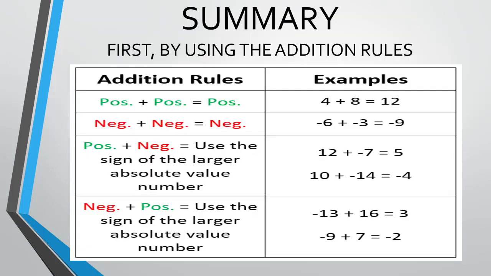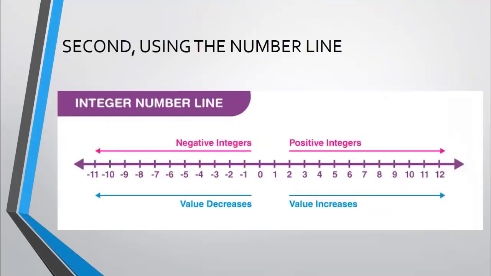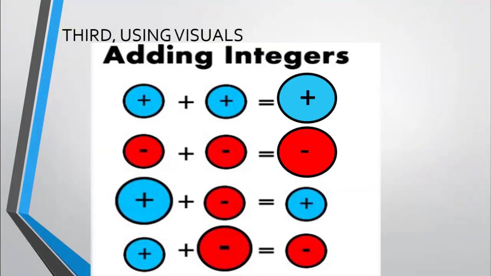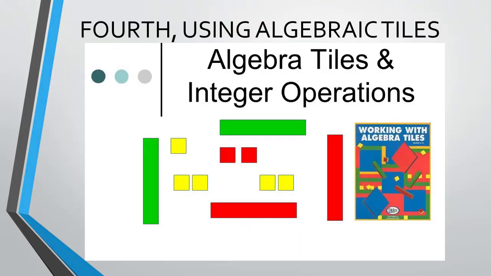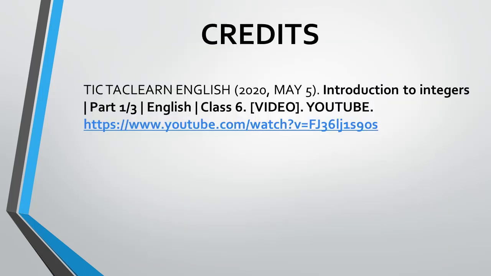To sum up, we learned 4 different easy ways in adding integers. First, by using the addition rules. Second, using the number line. Third, using visuals. And fourth, using algebraic tiles.